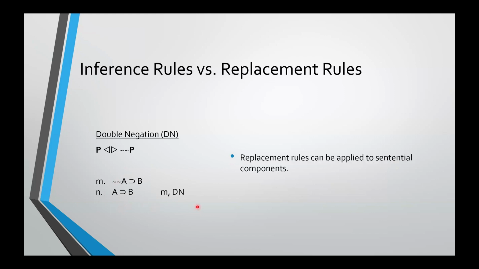You can also apply the replacement rules to sentential components. So if you have not not A implies B, then you can strip the negations off of the A and you can get if A then B. And this is still replacing equivalent sentences with equivalents, right? If you run the truth tables on these two sentences, what you'll see is that these two are actually equivalent. So applying the replacement rules to sentential components is just another way of allowing you to replace equivalent sentences with equivalents.